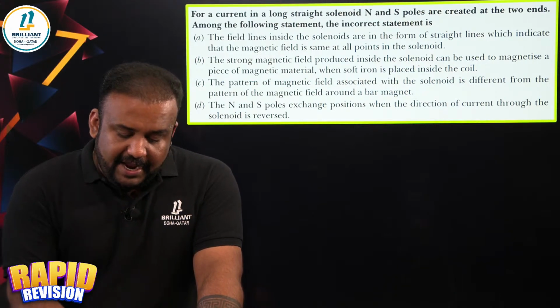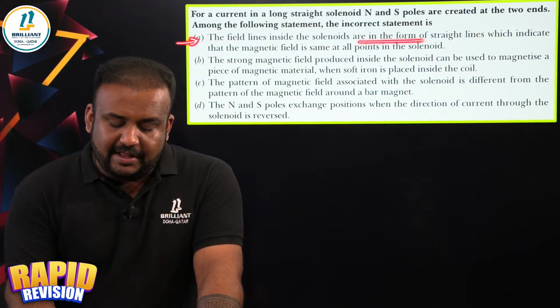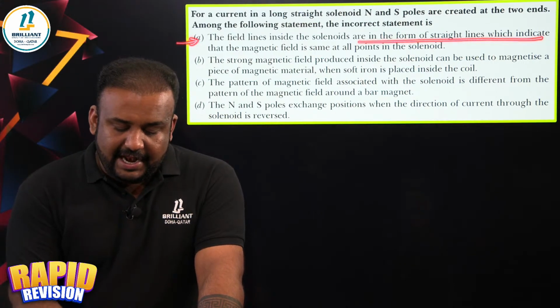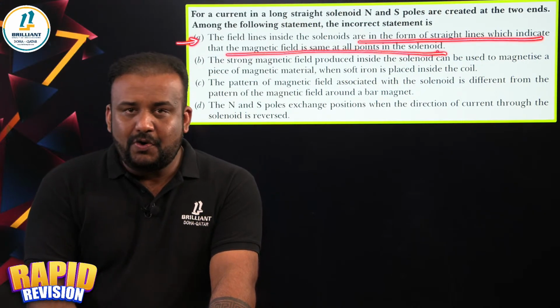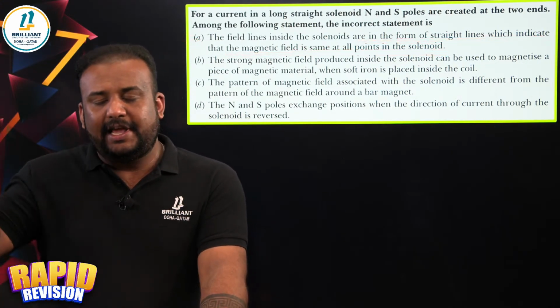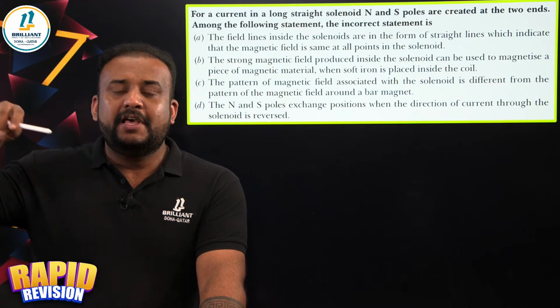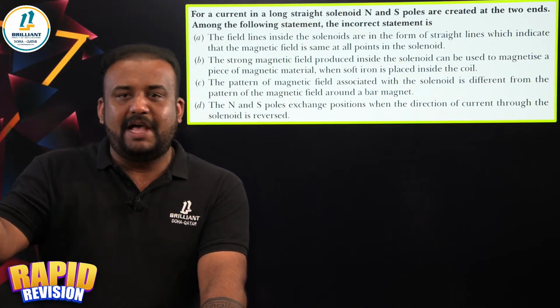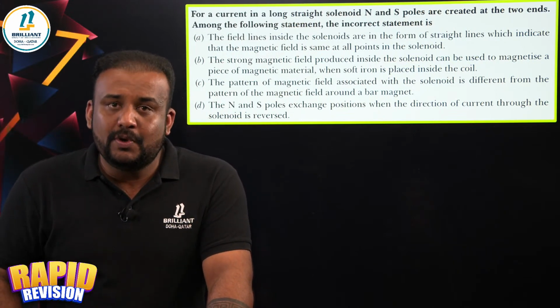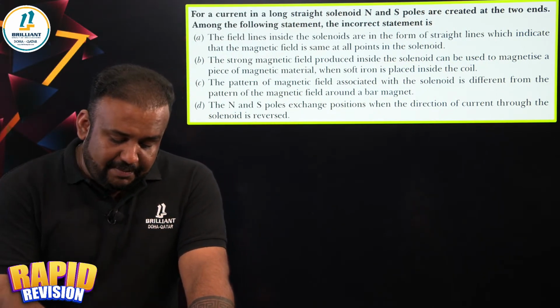First, the field lines inside the solenoid are in the form of straight lines, which indicates that the magnetic field is the same at all points in the solenoid. That is true, isn't it? Because in the case of a bar magnet also, the fields emerge from the north pole and end at the south pole, and inside the magnet they move from south to north. So that statement is true.